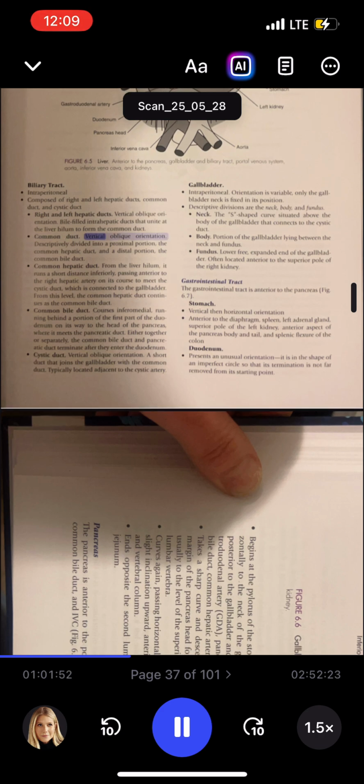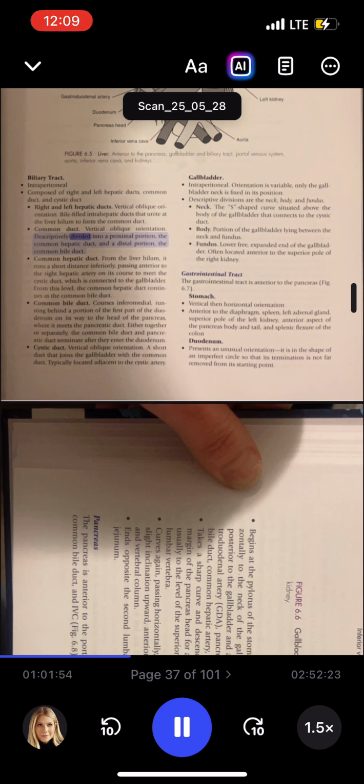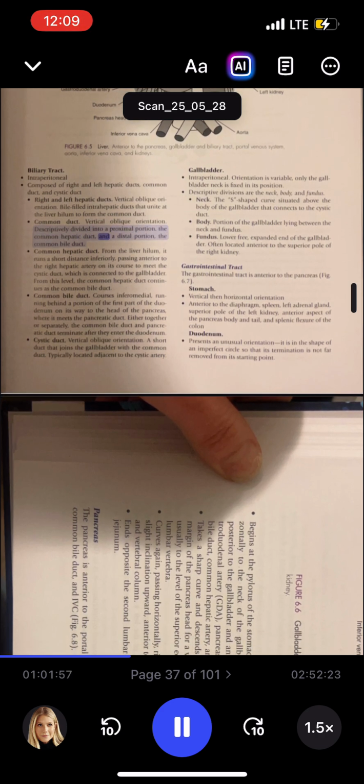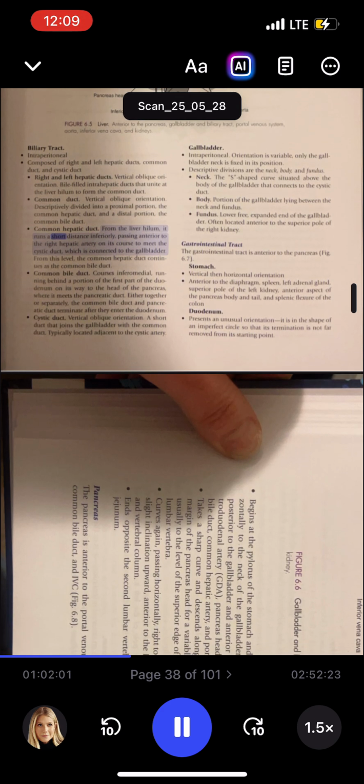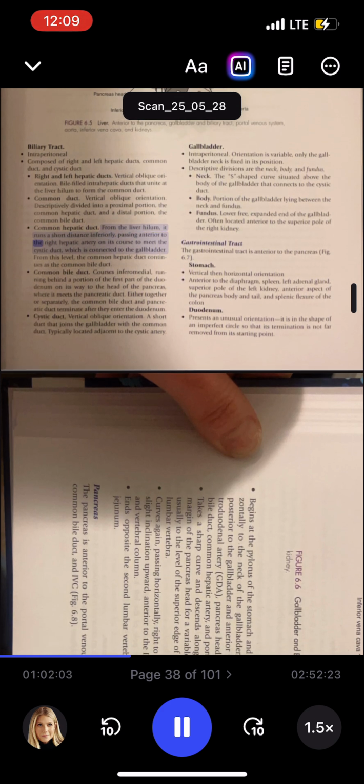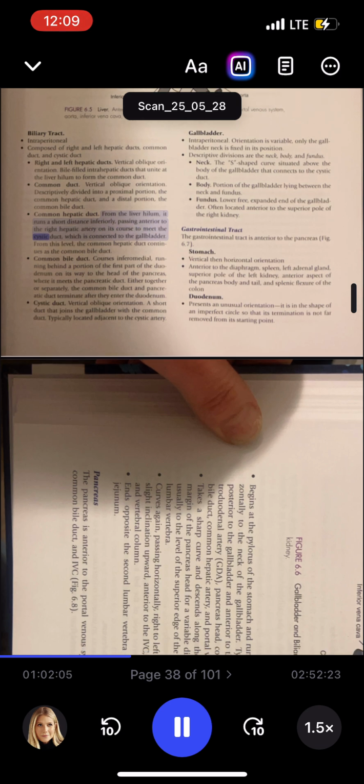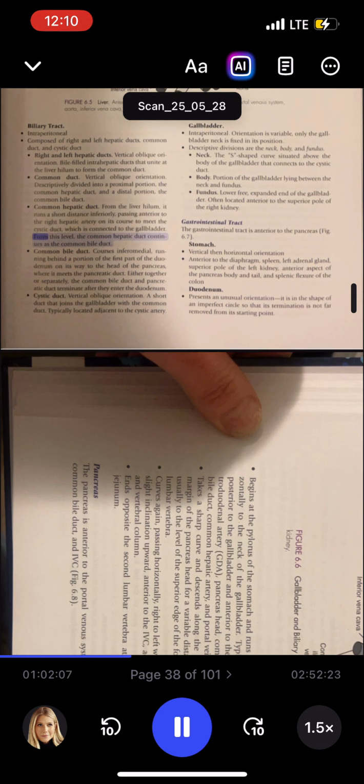Common duct. Vertical oblique orientation. Descriptively divided into a proximal portion, the common hepatic duct, and a distal portion, the common bile duct. Common hepatic duct. From the liver hilum, it runs a short distance inferiorly, passing anterior to the right hepatic artery on its course to meet the cystic duct, which is connected to the gallbladder. From this level, the common hepatic duct continues as the common bile duct.